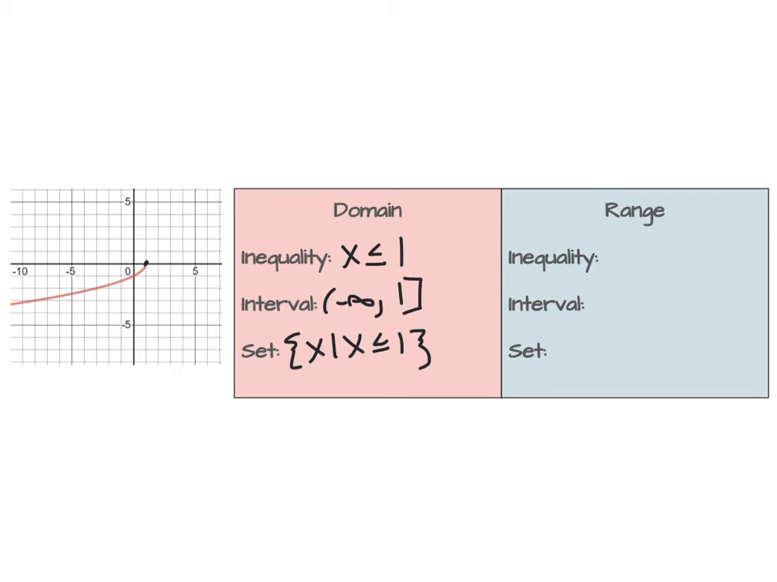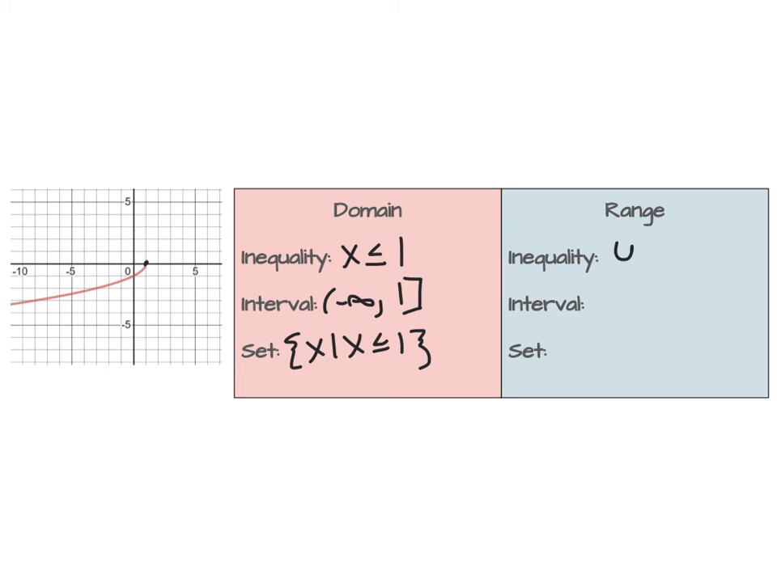Alright, let's check out the range. How low does it go? The lowest it goes is down to negative infinity. It's going to keep going down. The highest it goes is that same point. This is my maximum point. And the y value at this point is 0. So the highest y value of this graph is actually 0.